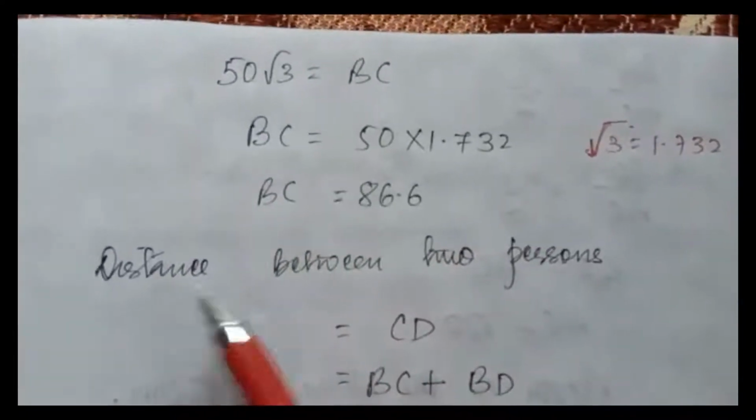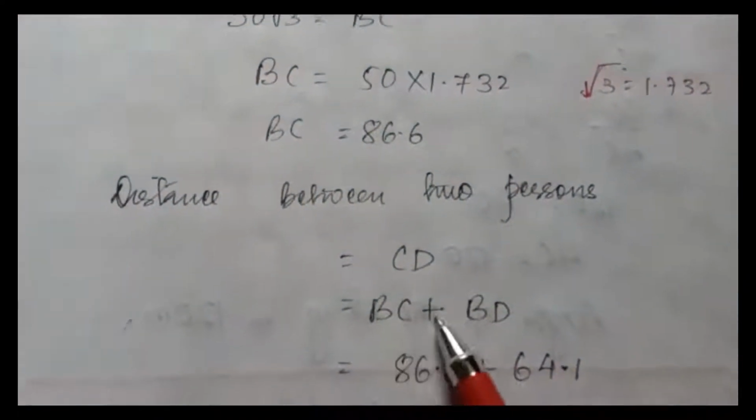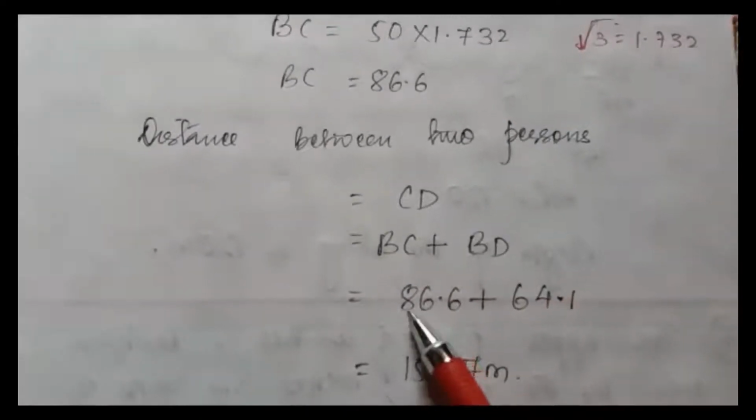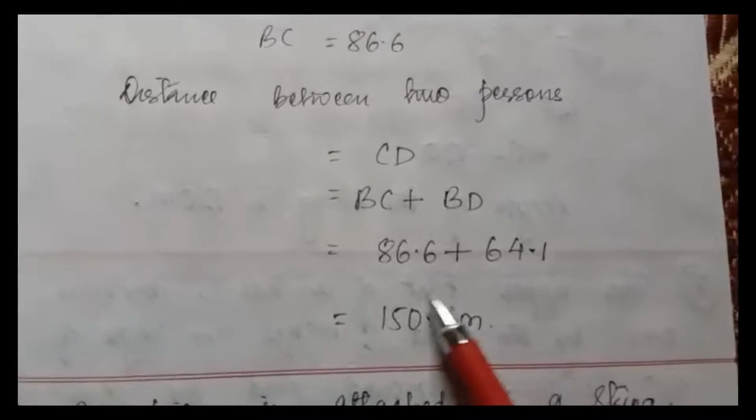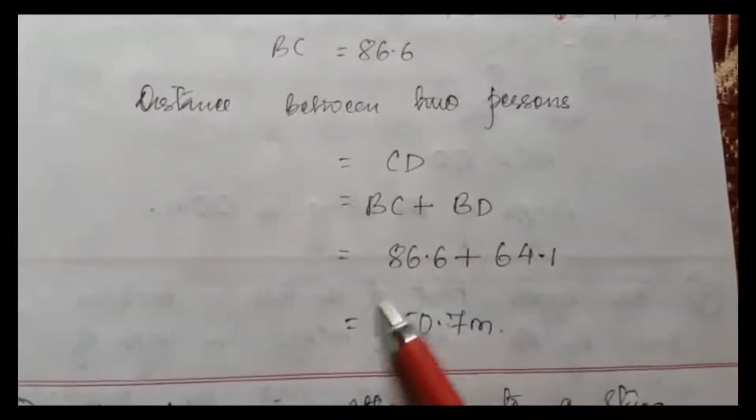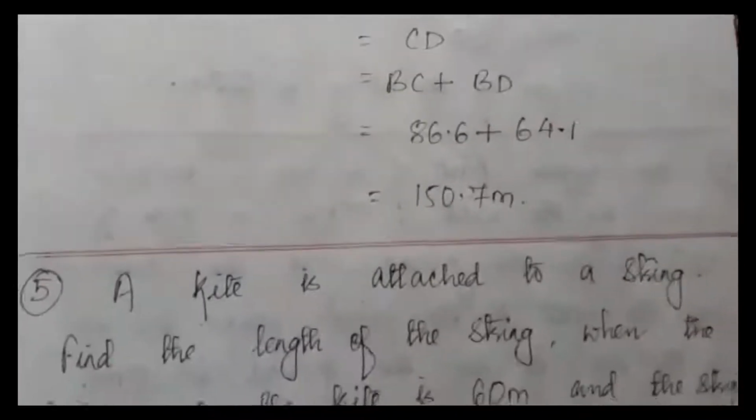Now we need the value of CD and CD is BC plus BD. BC is 86.6 and BD is 64.1. So 150.7 meters. So this is the distance between the two persons.